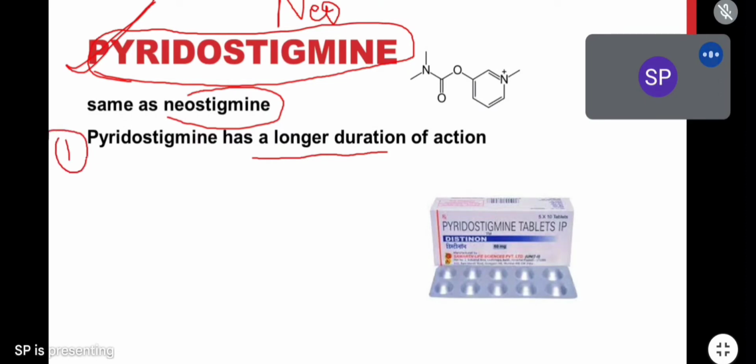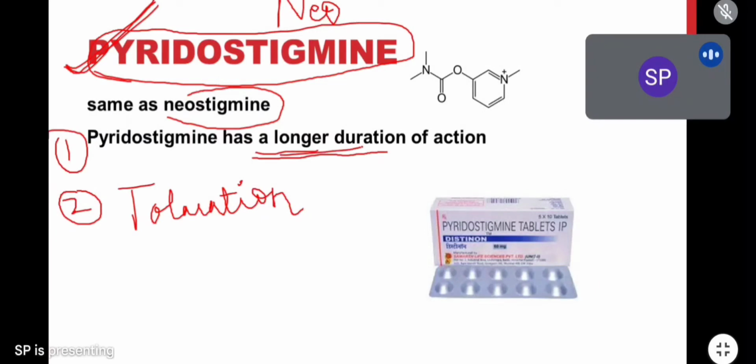Number one, it has a slightly longer duration of action. Number two, it has more tolerability. Patients have more toleration with pyridostigmine, more than with neostigmine. That's why, because of the longer duration of action and the high toleration, pyridostigmine is the drug of choice for myasthenia gravis.